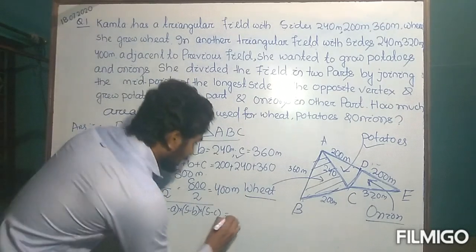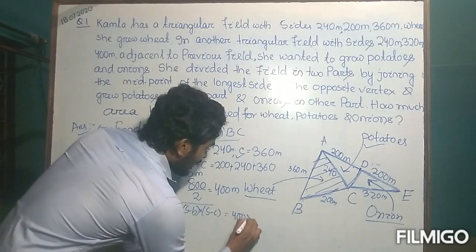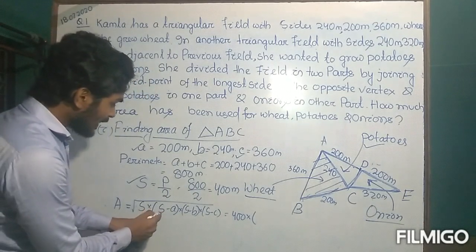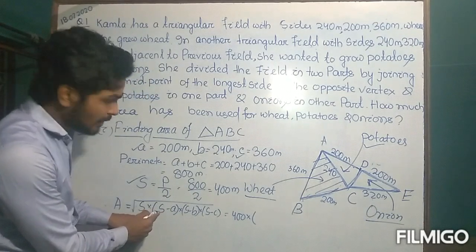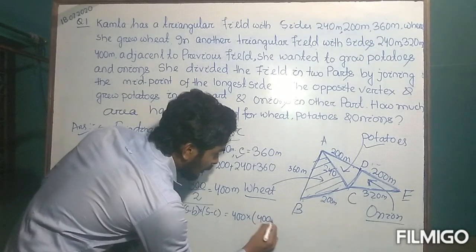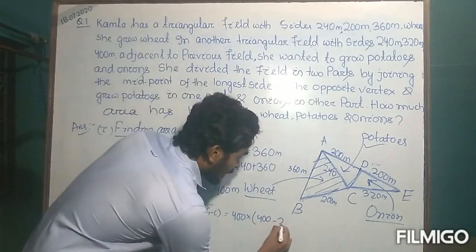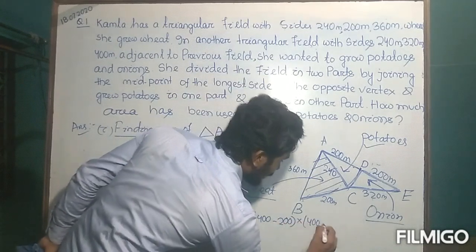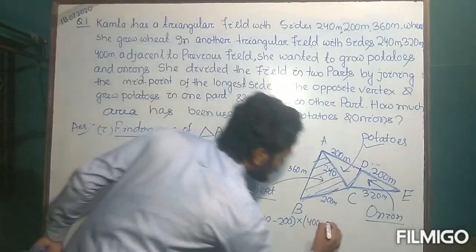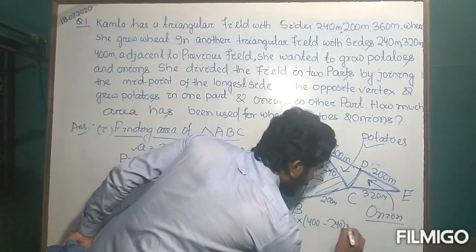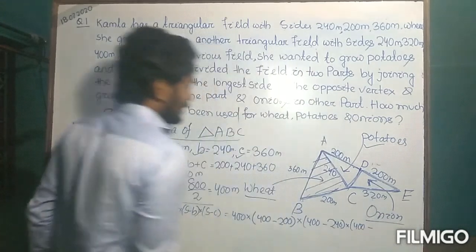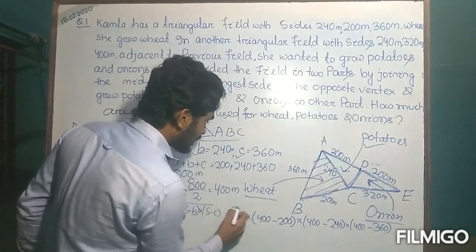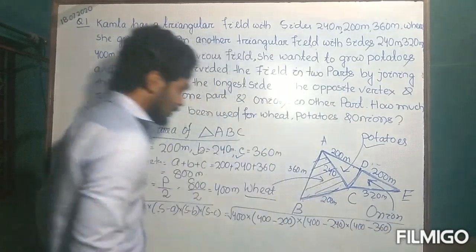So S is 400 into S minus A. See, I am directly subtracting. S means 400, minus A means 200, into 400 minus B is 240, into 400 minus C is 360. Okay, then it's square root.